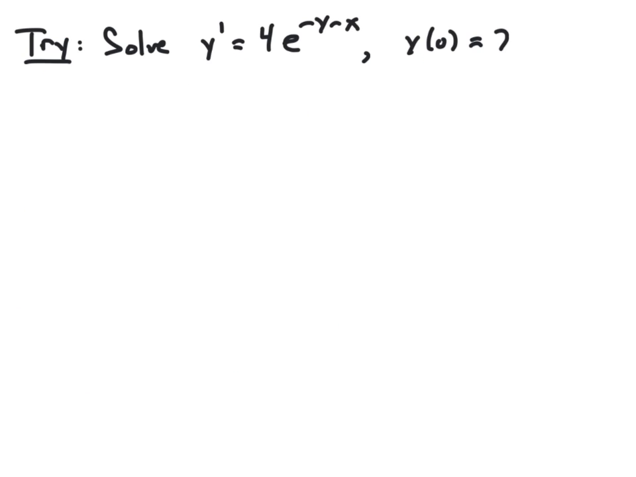If you'd like to try a similar example, solve the equation y prime equals 4e to the negative y minus x with the initial condition y of 0 equals 7. You can resume the video, and in a few seconds, you'll see a full solution to this problem.